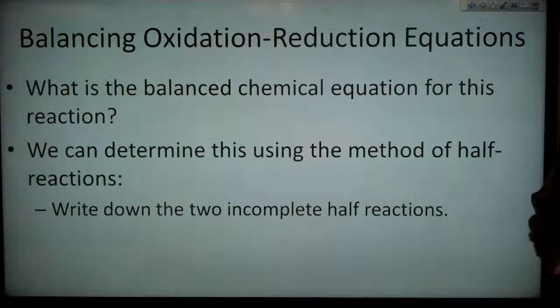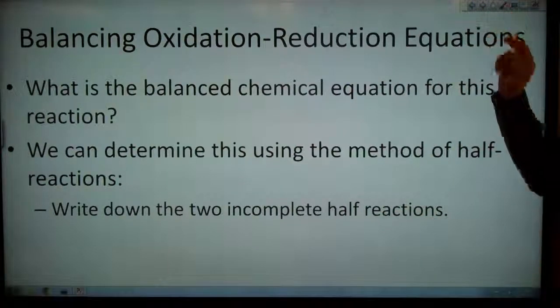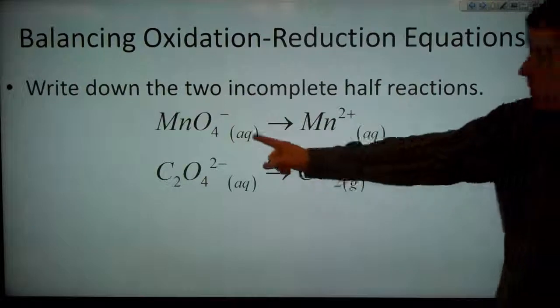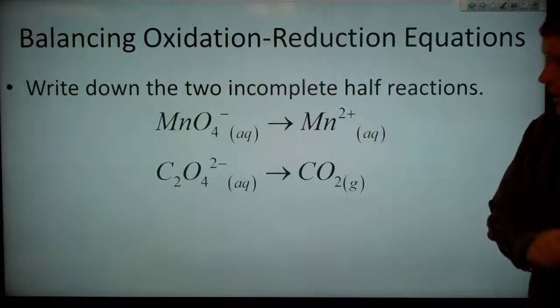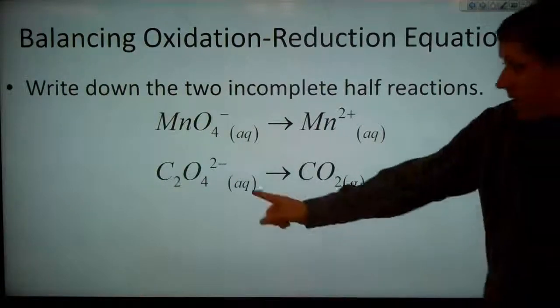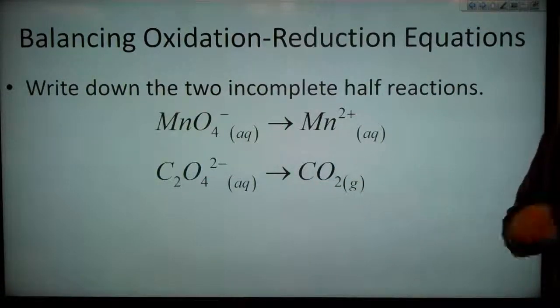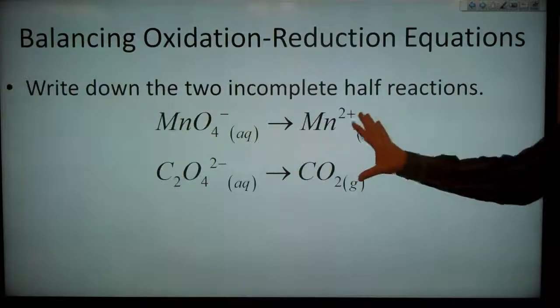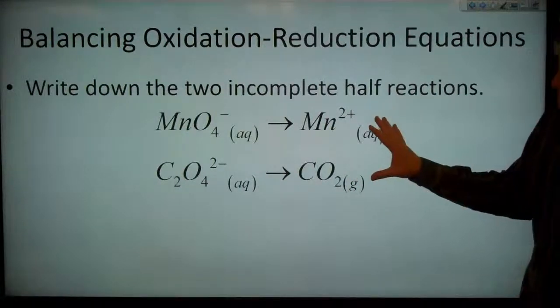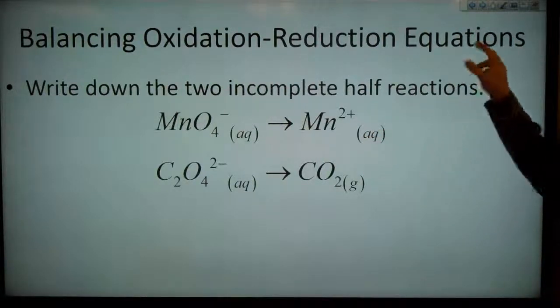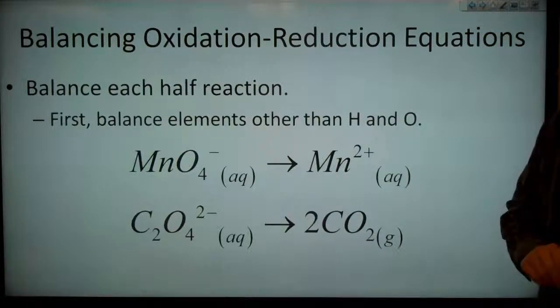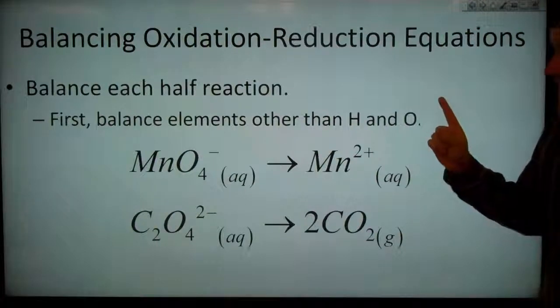We can determine this using the method of half reactions. We'll write down the 2 incomplete half reactions. We have the permanganate reacting to give us manganese 2+. We have the oxalate reacting to give us CO2. These are clearly not balanced. We don't have the same number of oxygen atoms on each side, and we don't have the same charge on each side. So we need to do some work. Let's balance each half reaction.